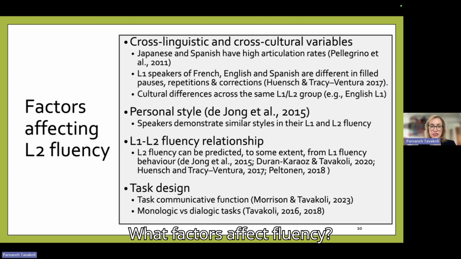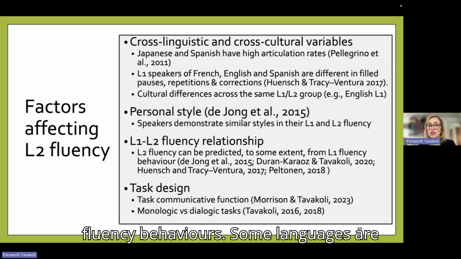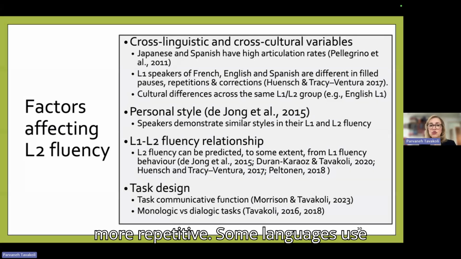What factors affect fluency? Don't forget that we said proficiency is part of it, but it's not all about proficiency. Here I'm referring to at least 4 factors that affect fluency. Cross-linguistic and cross-cultural variables: certain languages are faster than others. Japanese and Spanish have a much higher articulation rate. Speakers of different L1s use and demonstrate different fluency behaviors. Some languages are more repetitive, some languages use more pauses. And even within the same language, there are cultural differences. For example, American speakers of English have different uses of filled pauses compared to British speakers.